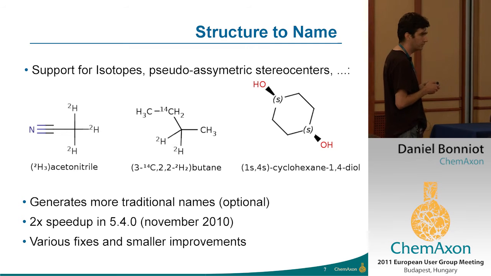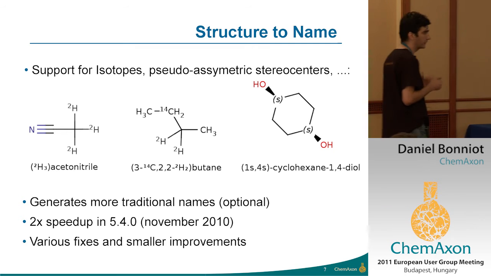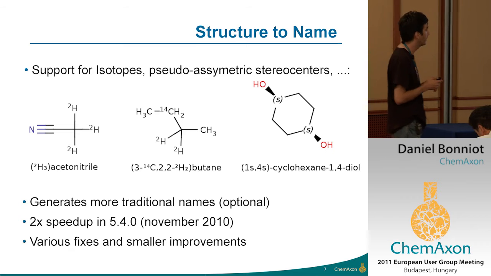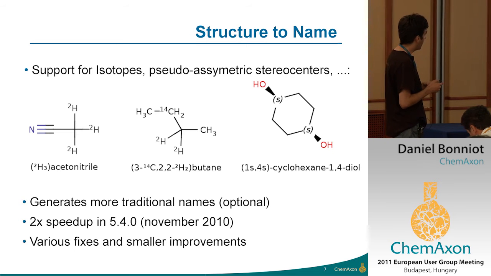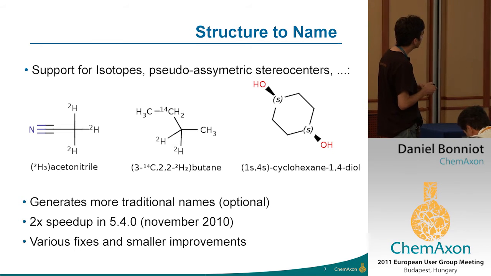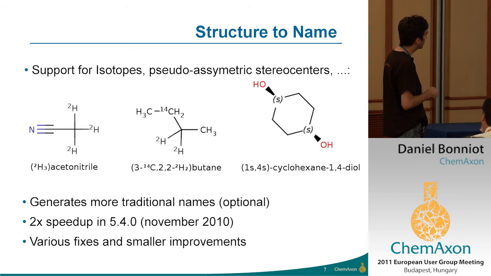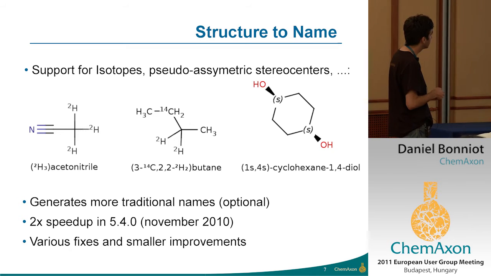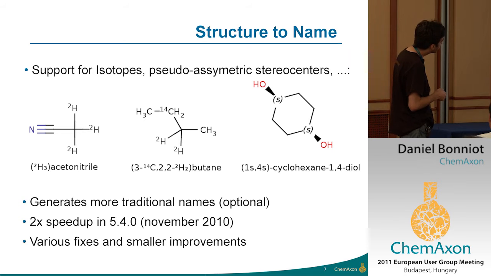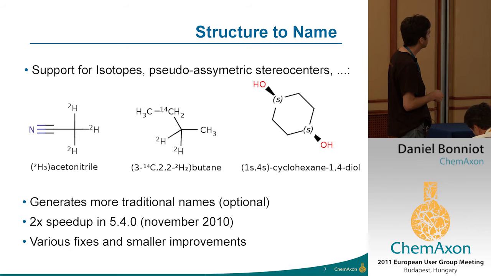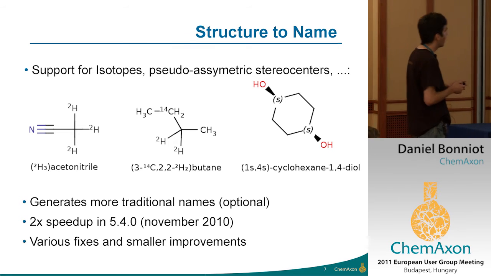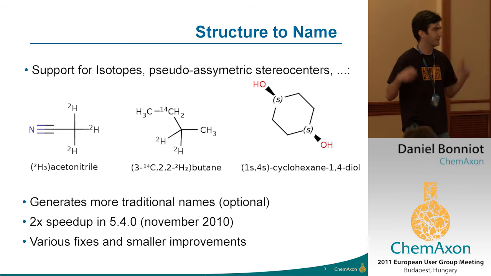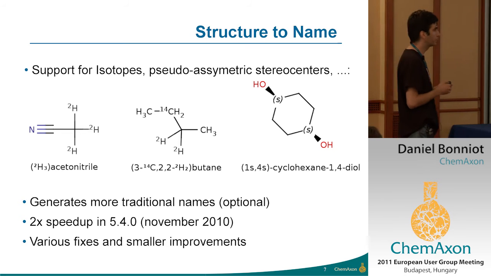for structure to name first, well, this product has been out for a couple of years, and so we are adding some new features. For instance, here you can see that isotopes are now recognized or supported since 5.4. So these are two examples of isotope of hydrogen or carbon. Here, this is some advanced stereochemistry, which now is recognized in Marvin and also generated in the names. We also support, with every new release, more traditional names.